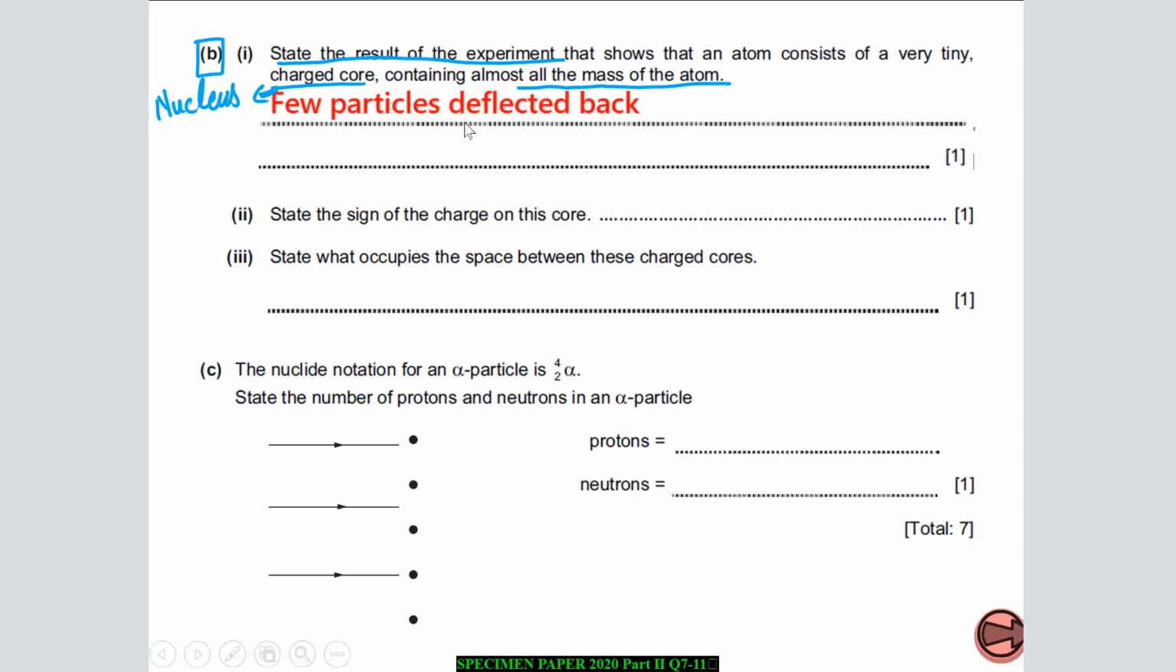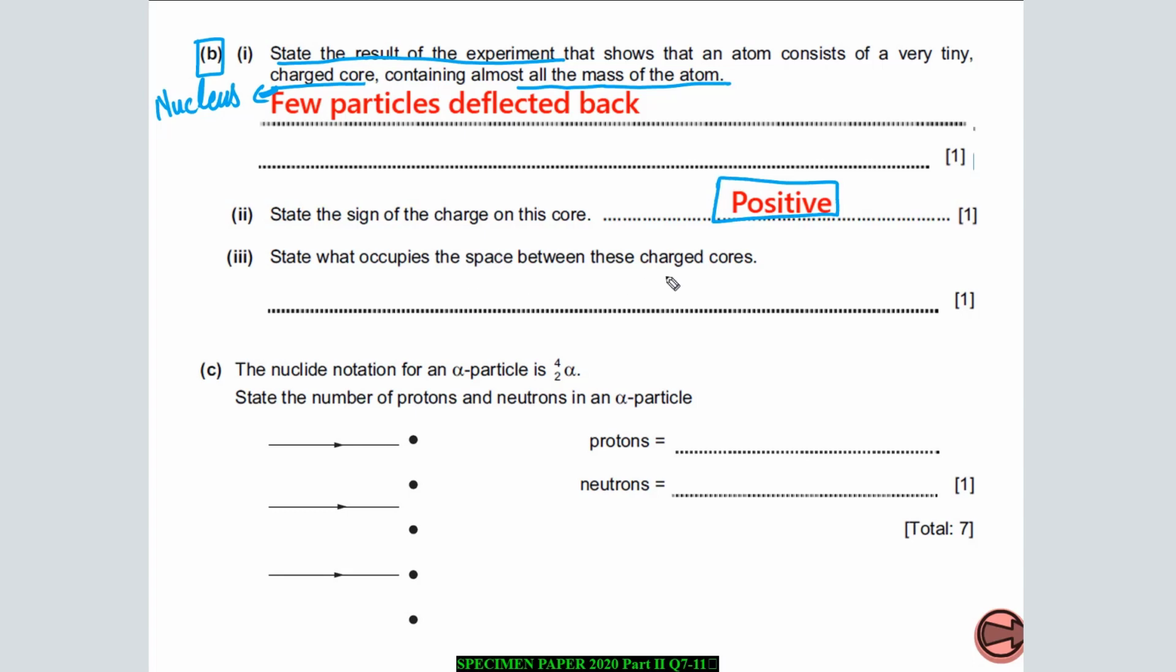Because few particles are deflected back, the reason is that the core is massive and it has positive charge, because alpha particles are deflected by the nucleus. So we can also say the nucleus is positively charged. Next it is asking you the charge actually. As I mentioned before, alpha particles are deflected by the nucleus, so we can say the nucleus is positively charged. That's the reason we have written here the charge on the core, meaning the nucleus, is positive.